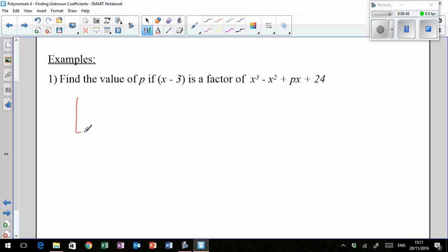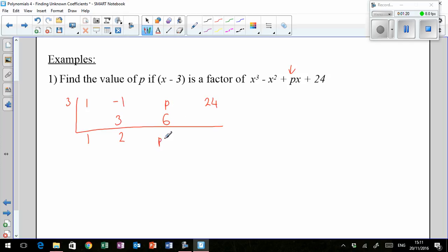We're going to run through our synthetic division. x minus 3 is a factor, which means it's going to be 3. For x cubed, we've got one of them. We've got minus 1 x squared. We've got p x's, so it's going to go in as p, the coefficient of that x. And 24 goes at the end. You might want to give yourself a bit more space for these ones because they can get a bit messy. Now what we're going to run through here: 1, 3, 2, 6.